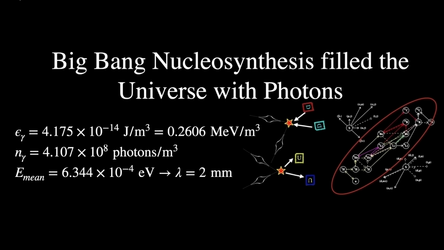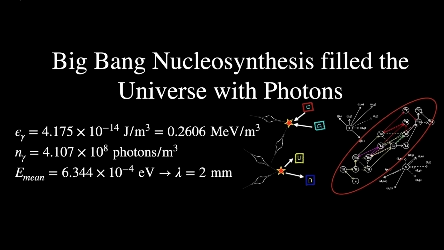Now, since nucleosynthesis, the expansion of the universe has reduced the blackbody energy density. It has been reduced down to about 1/4 of a mega electron volt per cubic meter, which gives us a photon number density of about 4 times 10^8 photons per cubic meter.